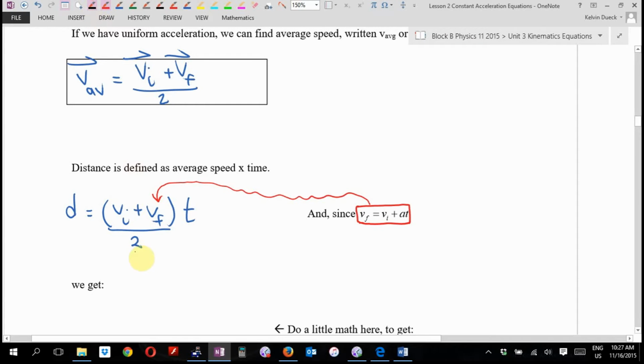I get this: d equals, there's still going to be an over 2. There's still going to be an open bracket. There's still going to be a vi and a plus. What am I going to write instead of vf? What's vf the same as? What can I replace vf with? So instead of writing the vf, I'm going to say vi plus at. Oh, and then this t drops down like a domino as well.